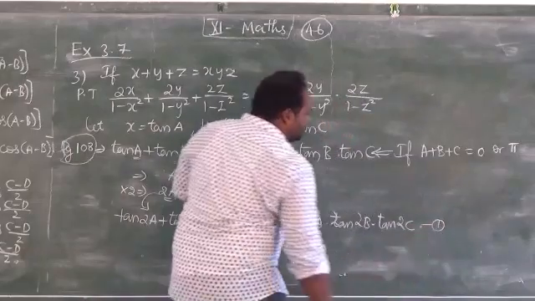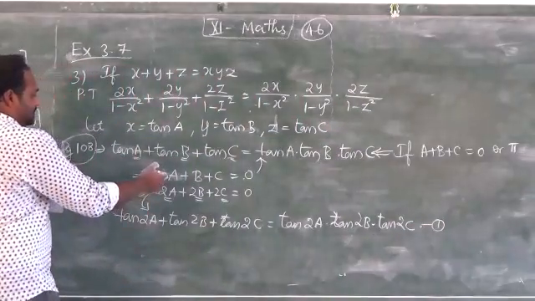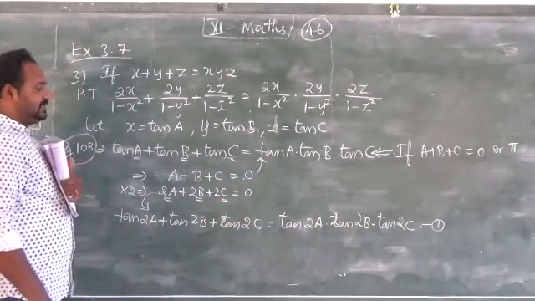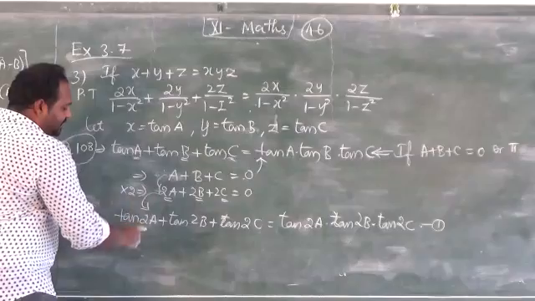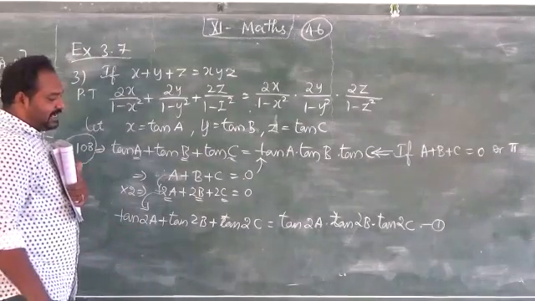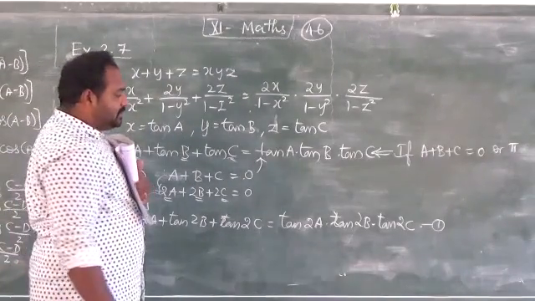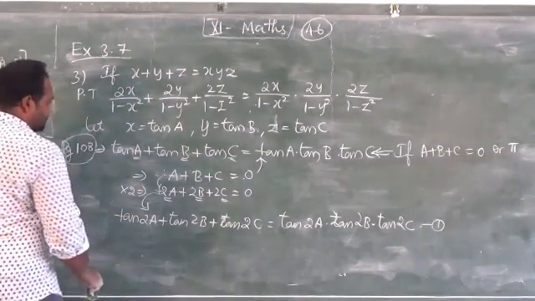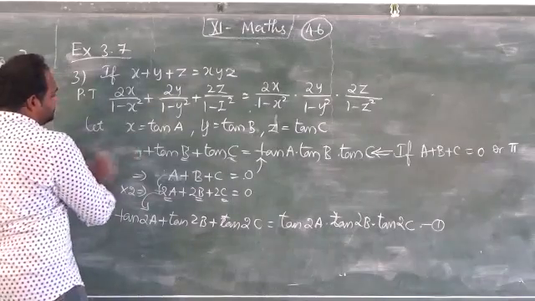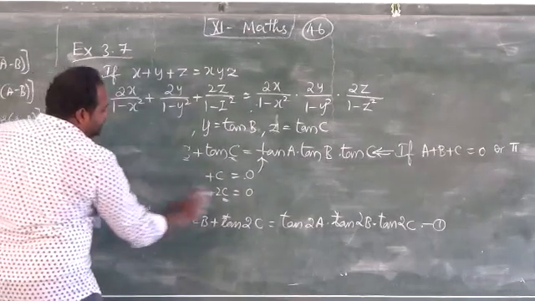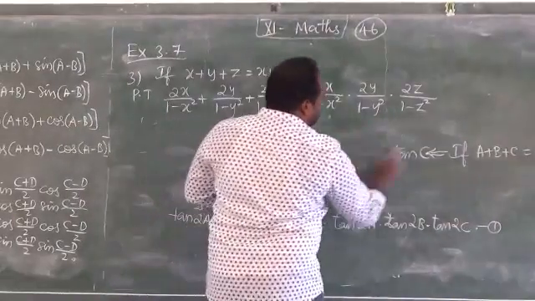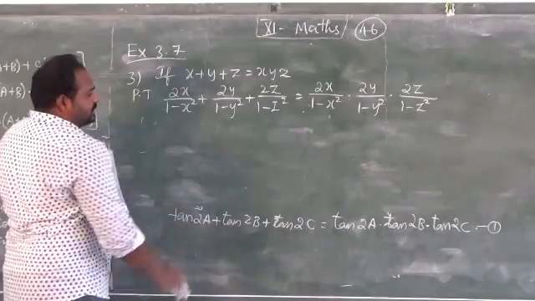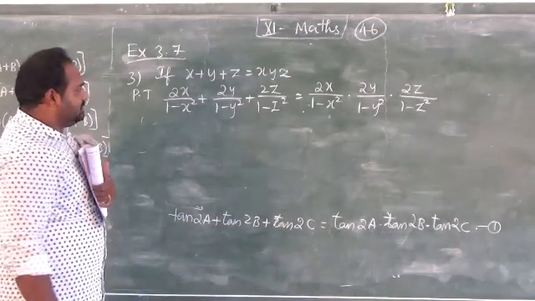By the first condition we can say tan A plus tan B plus tan C equal to tan A, tan B, tan C. But by this condition, we can say tan 2A plus tan 2B plus tan 2C equal to tan 2A into tan 2B into tan 2C. Using this condition, just keep it as it is. Then next, we go for the left hand side to prove the right hand side. Just keep this as equation 1 for reference.